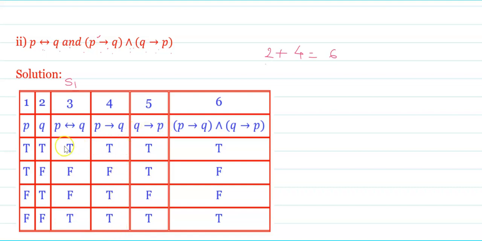Next, Q implies P. That is, T implies T, therefore it is true. F implies T, therefore it is true. T implies F, it is F. F implies F, it is true.